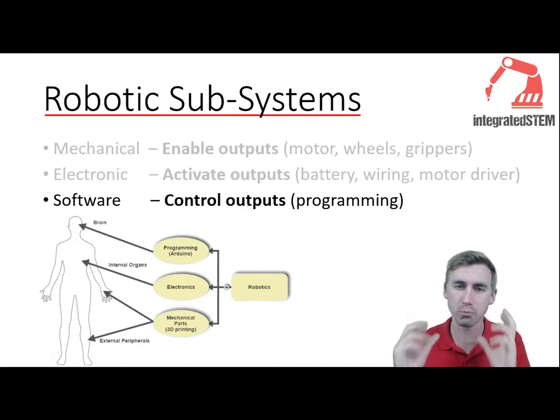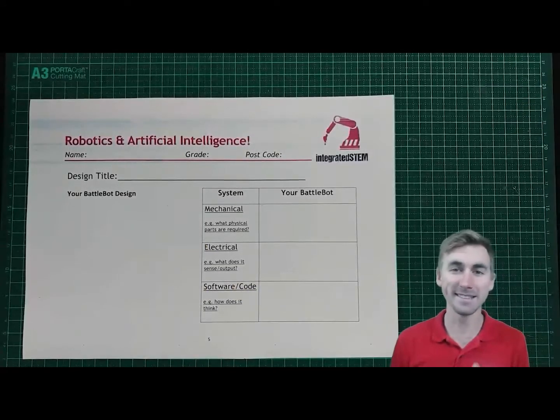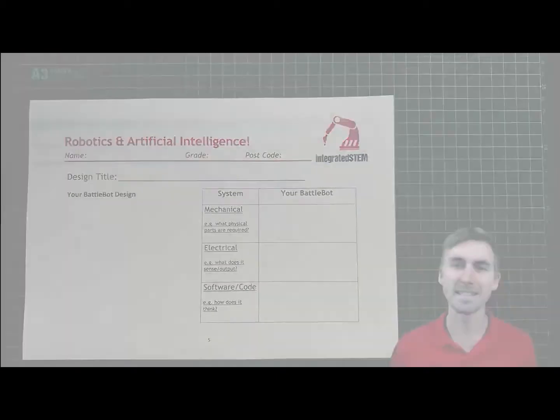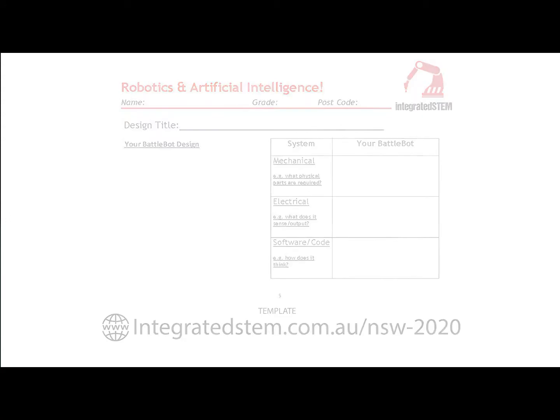So once you can break robotic systems into these subsystems, now you can consider, specific for the task, what you'll need in each of these systems. Now that we've learnt about robotics, let's jump in and design our very own BattleBot. For today's activity, you might want to go to our website and download this template. This will help you in your design of your BattleBot.